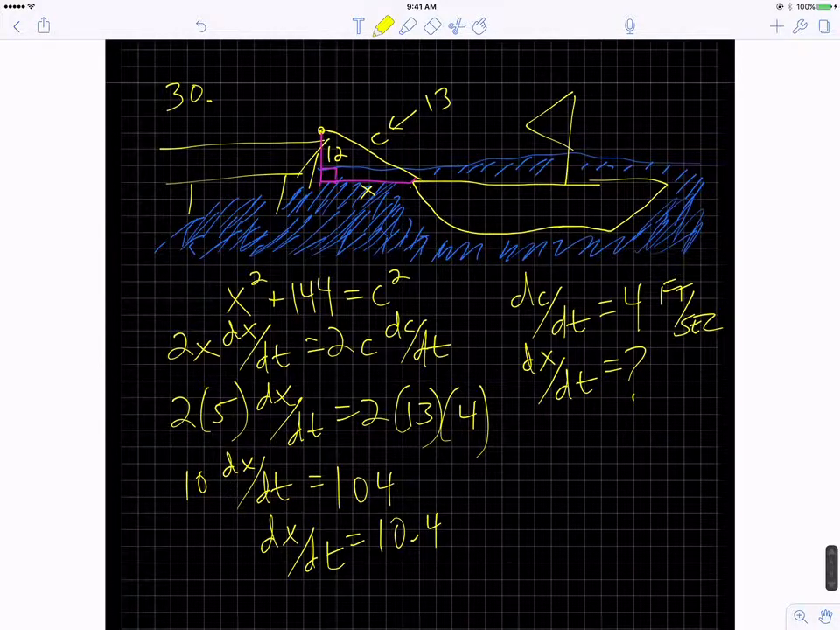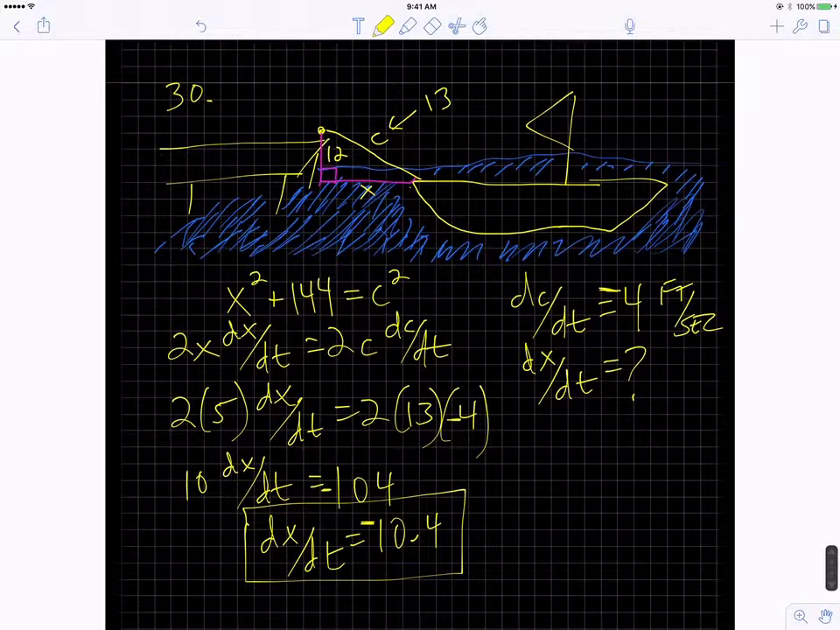And that should be negative because the dc dt is also a negative rate because the rope's getting shorter. So that would make this a negative 4, which would make that a negative 104, which would make that a negative. So it's negative 10.4. That's the speed of the boat. Well, that's the velocity of the boat. The speed would be 10.4.